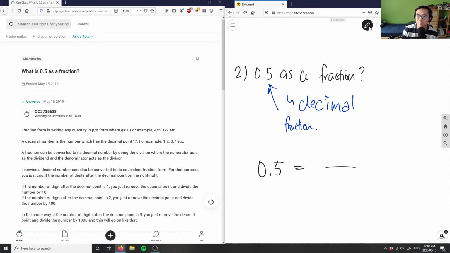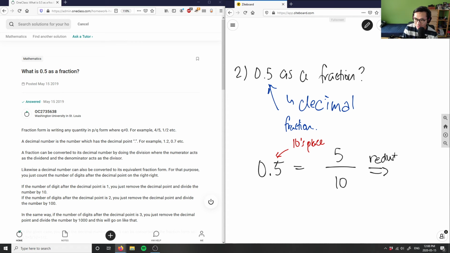And because this is a decimal, this is going to be in the tens place, the tens digit here. And I only have one digit in the decimal, so my denominator is going to be a 10 for the tens place. And then my numerator is simply the fraction part of my decimal, which is just 5. And so 0.5 as a fraction is 5 over 10, but then I can also reduce this, right?